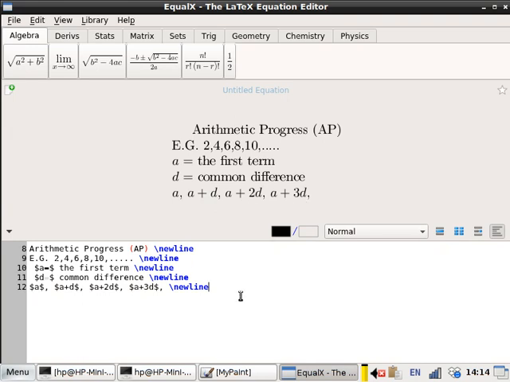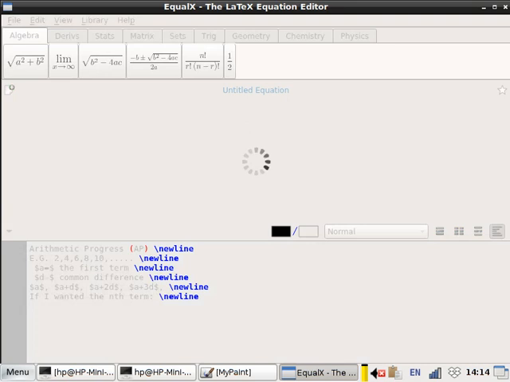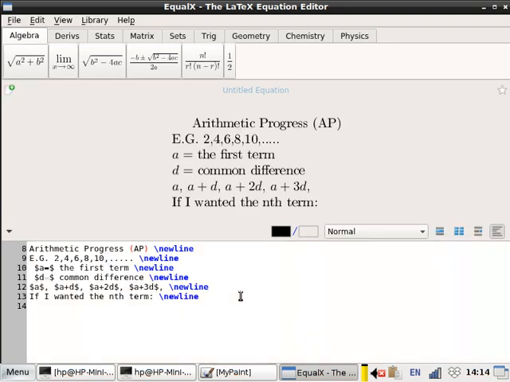So in general, if I wanted the nth term, A plus n minus 1 D, yeah, n minus 1 D. So it'll look like this: Un equals A plus (n minus 1)D. This is our first formula.